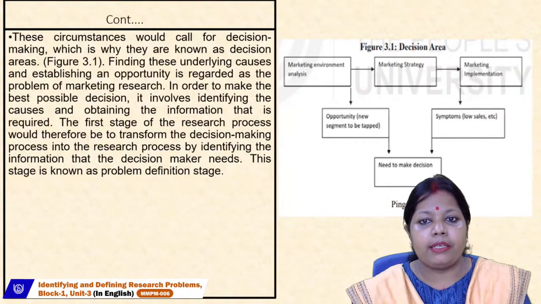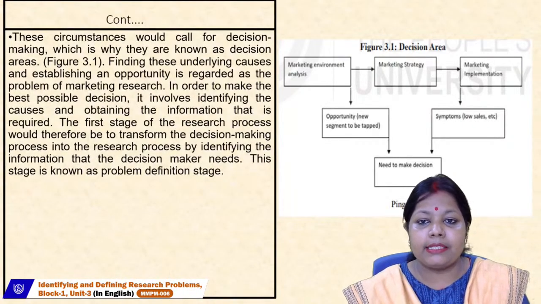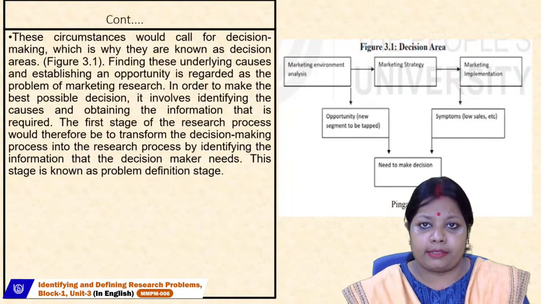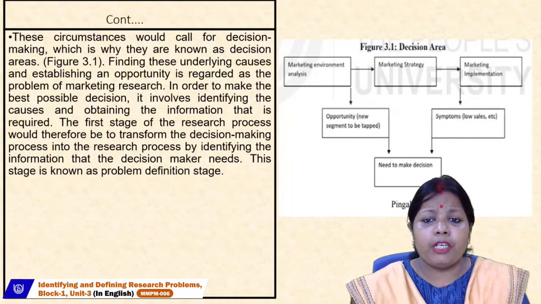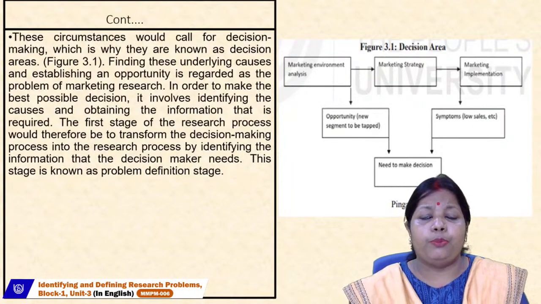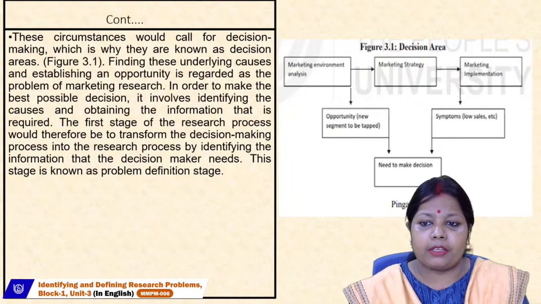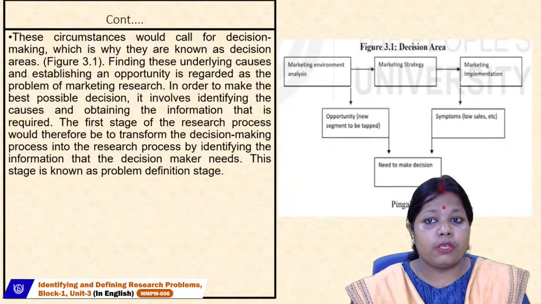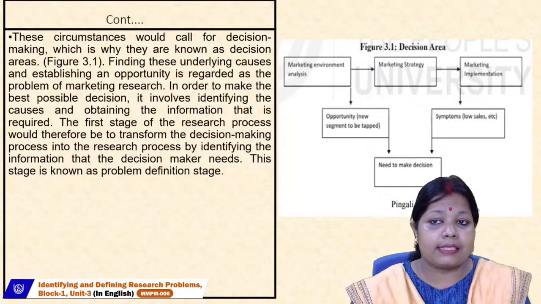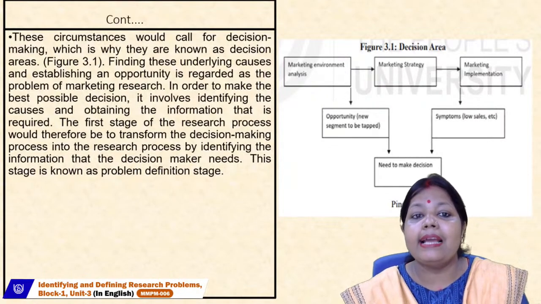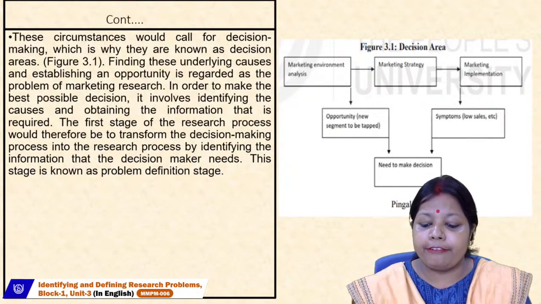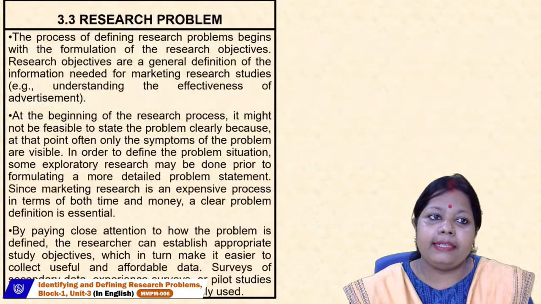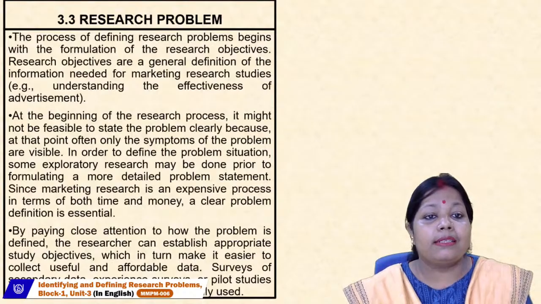That is one way. The second way is that marketing environment analysis will lead to an opportunity, meaning we will go for a new segment to be tapped or adopted or identified. That may lead us to make a decision also. So this flowchart tells how the decision area is important to identifying the research problem. Now, in content 3.3, we are going to discuss the research problem.